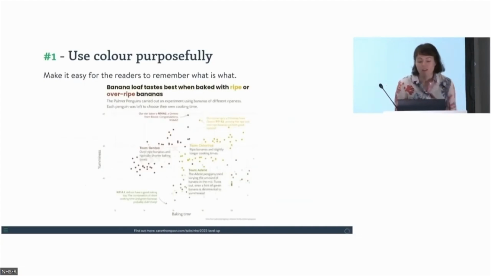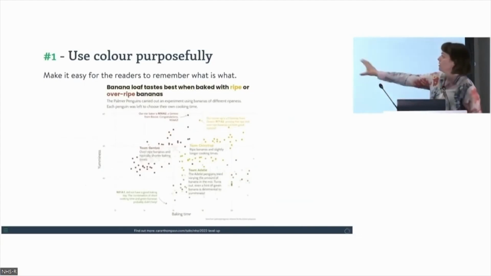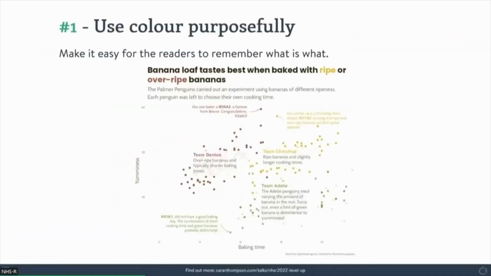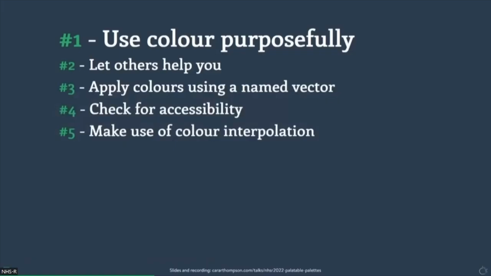And as I said, it's not about guessing, but if I show you this plot without really thinking about it, you can see immediately that the green bananas did not fare well in the yumminess rating, which is along the y-axis. So it's all about making it easy for you to extract information from the plots.